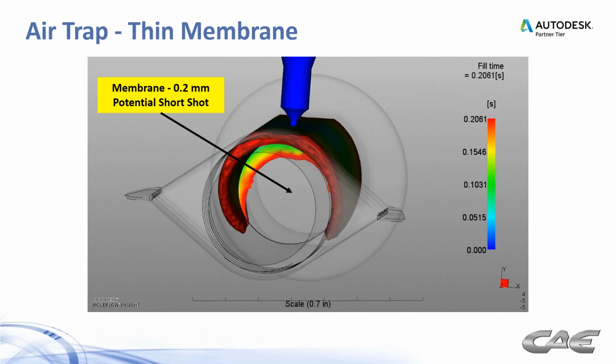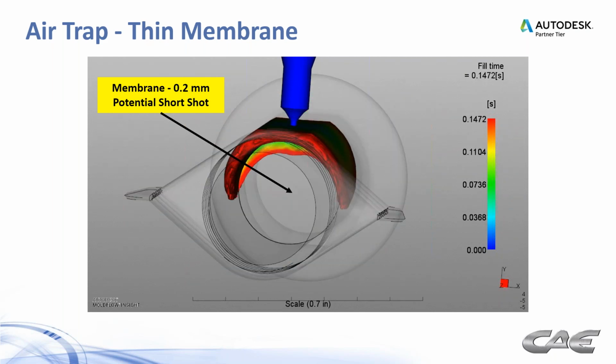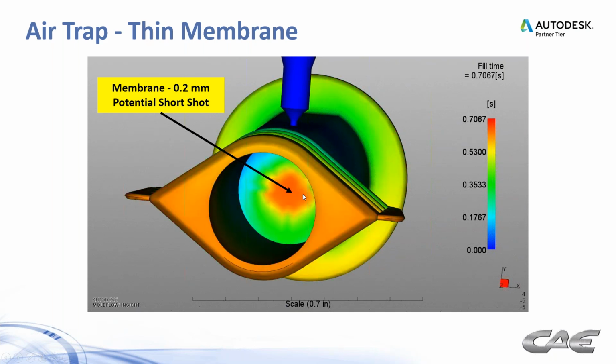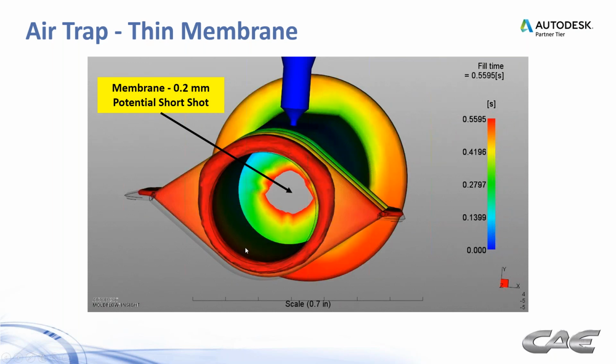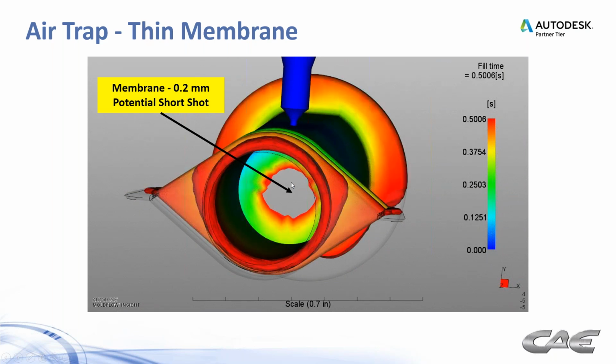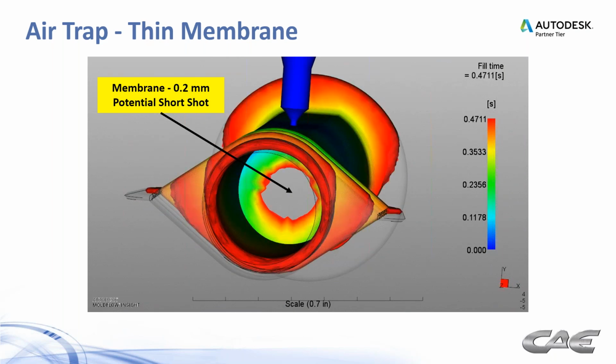Here's a case with a thin membrane in the middle of the part here. Very thin membrane, 0.2 millimeters. So, at risk of actually shorting this particular part, keep in mind that Moldflow assumes air is going to get out wherever it needs to. So in Moldflow, it's predicting that it's going to fill here, but in reality, you could potentially see a short shot.